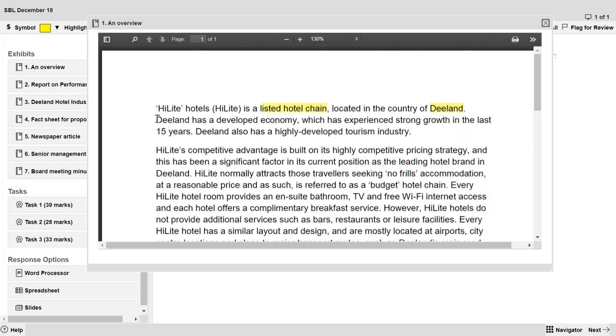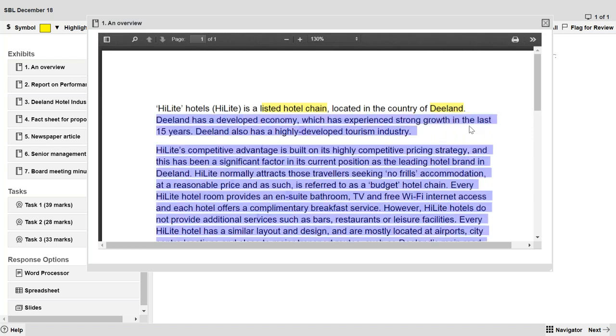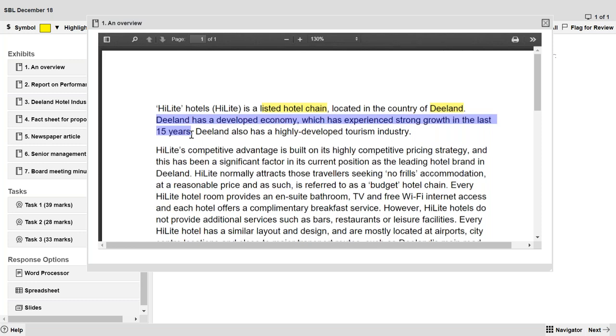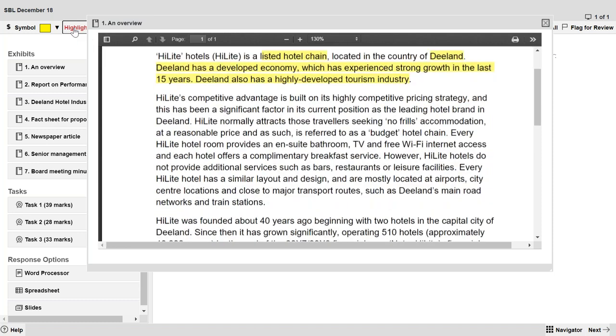D-Land has a developed economy which has experienced strong growth in the last 15 years. It has a highly developed tourism industry. So it all looks relevant to me. First, I will read the exhibit and I will highlight, and then I will decide where I can use this information. Highlight's competitive advantage is built on its highly competitive pricing strategy, and this has been a significant factor in its current position as the leading hotel brand in D-Land. It's a leading hotel brand, highly competitive pricing strategy.